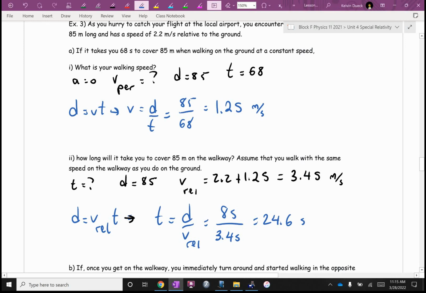How many of you have been on one of those walkways before? Raise your hand, nice and high. Okay. How many of you, when you're on the walkway, turned around and walked in the opposite direction? Okay, I know my audience.